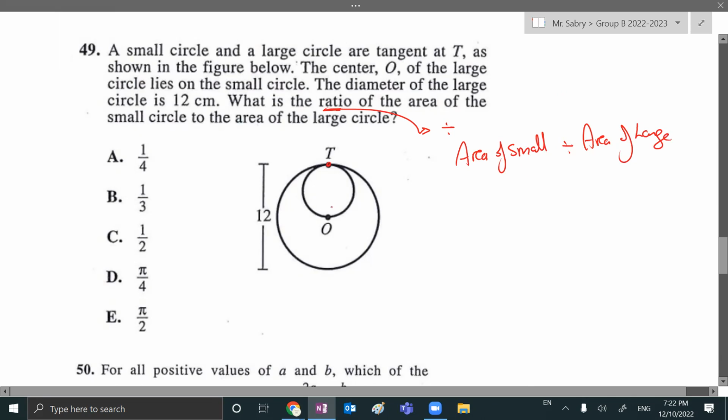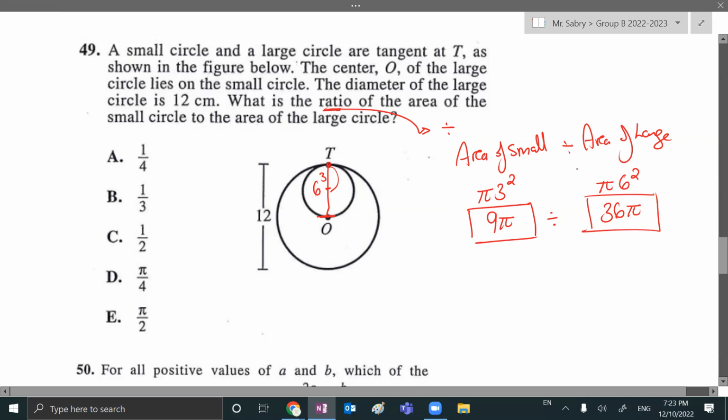So how do I get the area of the small circle? Apparently this diameter is 6, which means from here up till here, that's 12. So this here is 6, which means the radius of this circle is 3. So the area of the circle is pi times 3 squared, which is 9 pi. This is the area of the small circle. Divide this by the area of the large circle. Apparently the large circle has a diameter of 12, which means the radius is 6. So pi times 6 to the power 2, which is 36 pi. This is the area of the large circle.